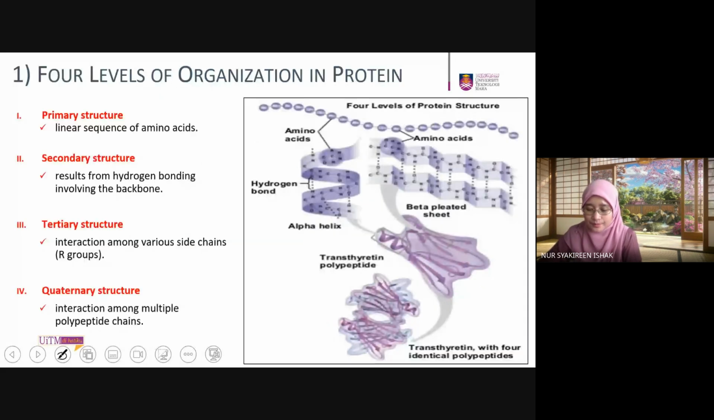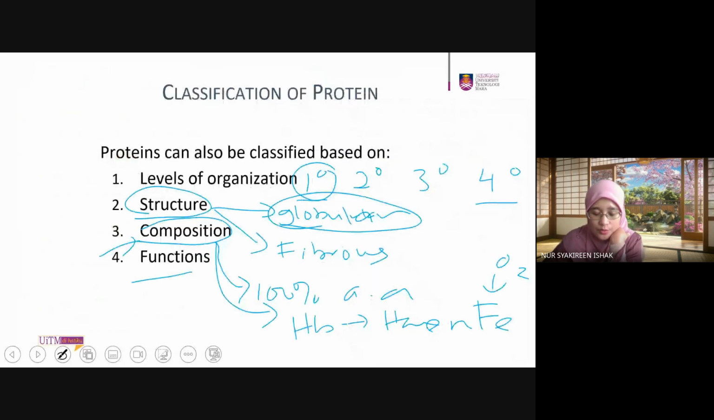Okay, so for four levels of organization in protein, primary structure is linear sequence of amino acids. Okay, so linear, let me move the slide first. On my slide it has not moved yet, still on the slide. Wait. Okay, it has moved. Alright.